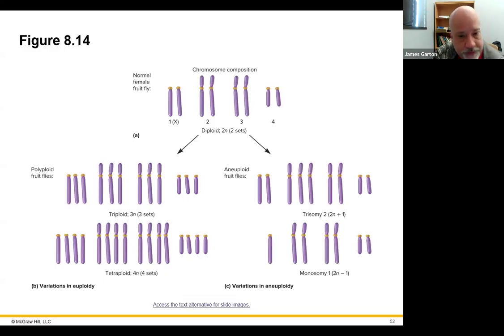No, this is a trisomy. Yeah, a triploid. This is tetraploid. This has one extra copy of that chromosome, number two. And this one has one too few copies of chromosome number one.